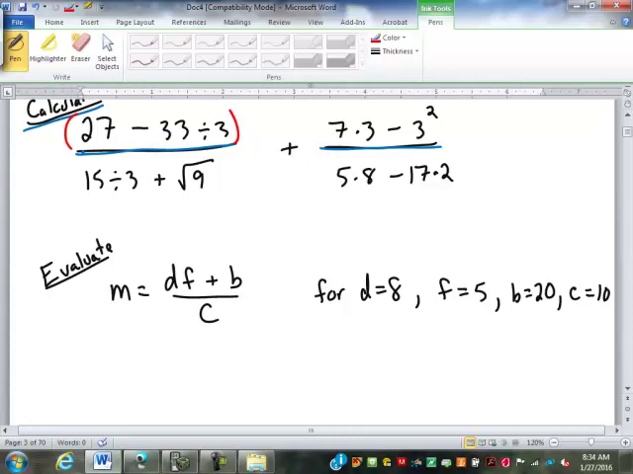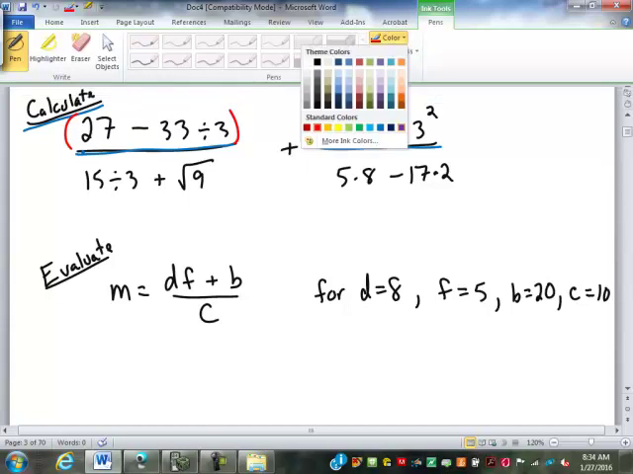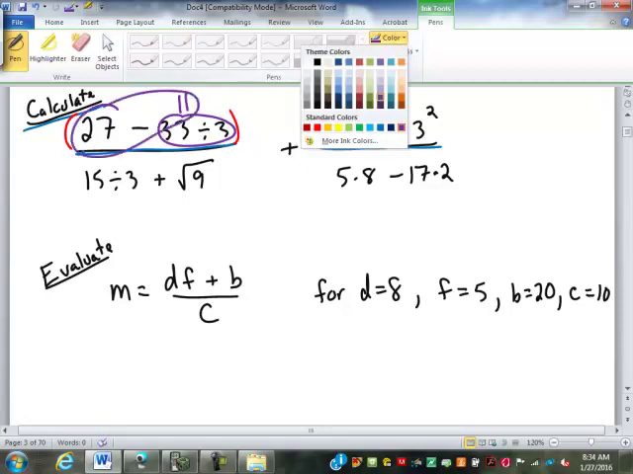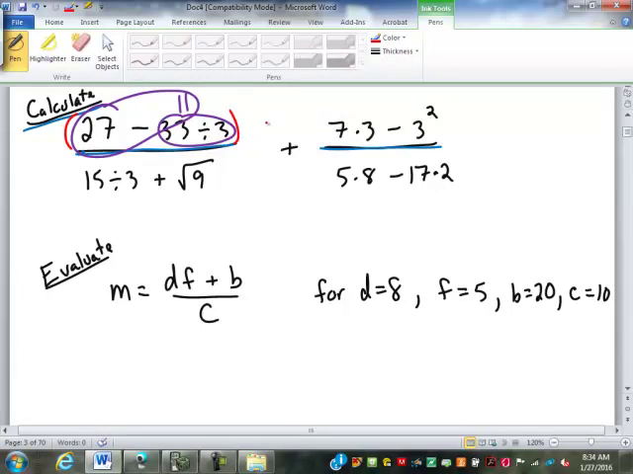Any other enclosing symbols? No. Any exponents? No. Multiplication or division? Yes, there is, right here. 33 divided by 3 is 11. So this is now 27 minus 11, so all that's left is to subtract to get 16. I'm just going to write it in there for now.